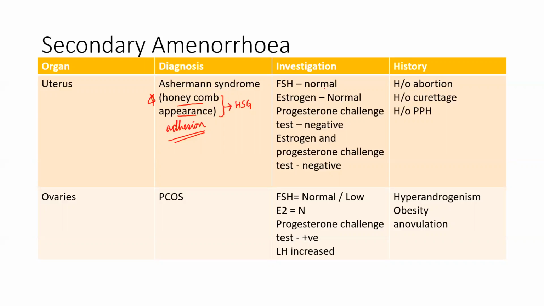Now, when doing the investigation, remember the FSH will be normal, estrogen also will be normal. Progesterone challenge test is negative, estrogen progesterone challenge test is negative. Remember this. And there'll be history of abortion, history of curettage, and history of PPH.